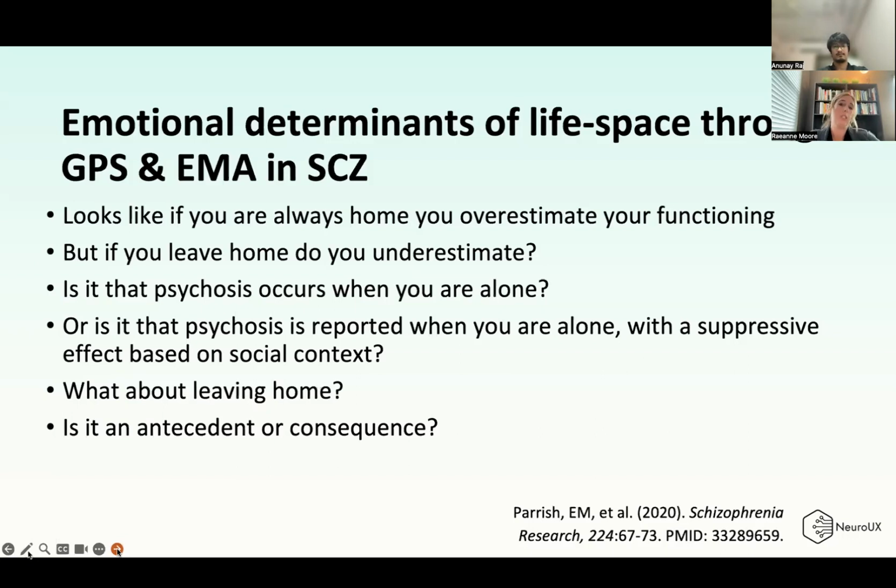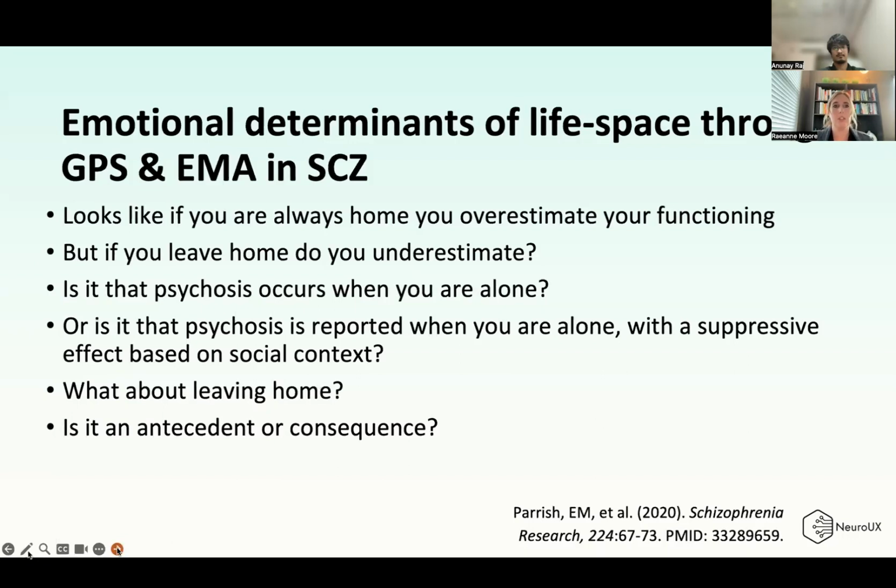Or are they only reporting psychosis, for example, when they're home and alone, and maybe there's a suppressive effect on these symptoms based on social context? What's going on when they're leaving their home with their symptoms? And is a symptom an antecedent or a consequence of leaving the home?